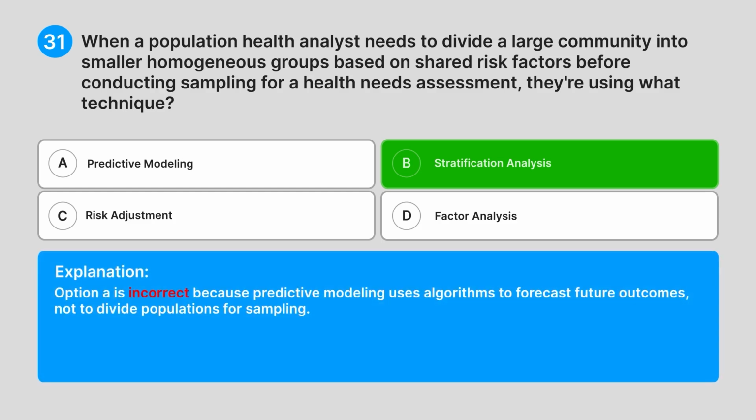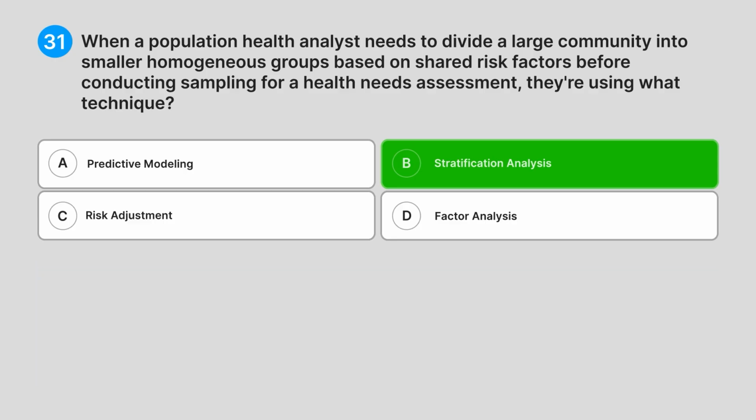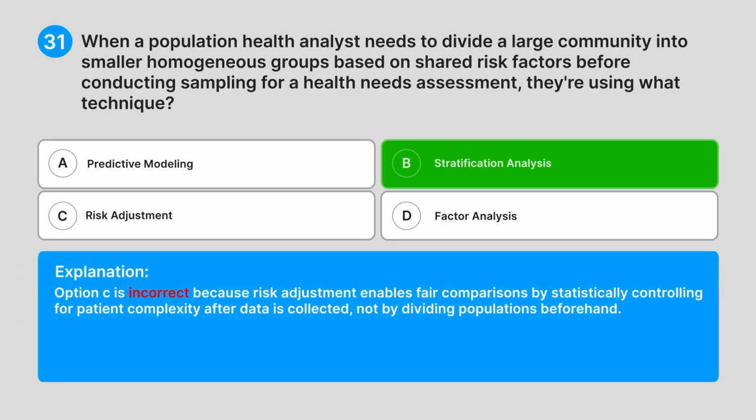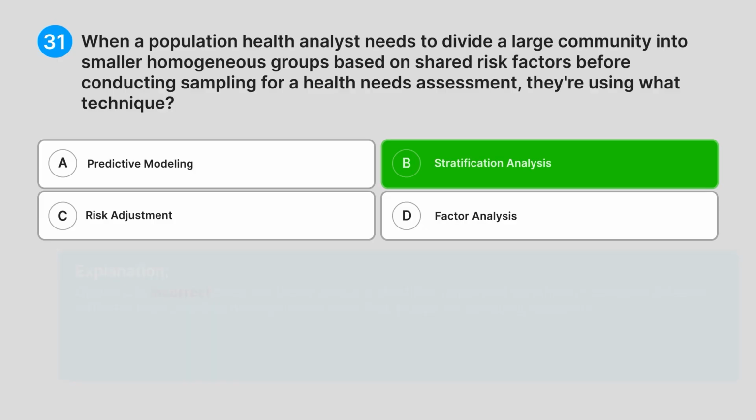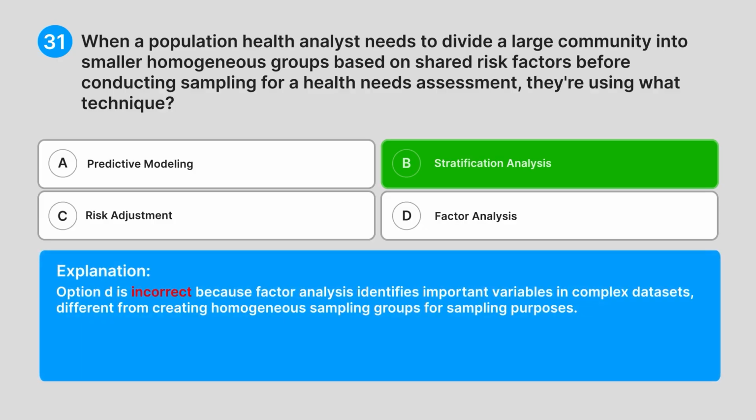Option A is incorrect because predictive modelling uses algorithms to forecast future outcomes, not to divide populations for sampling. Option C is incorrect because risk adjustment enables fair comparisons by statistically controlling for patient complexity after data is collected, not by dividing populations beforehand. Option D is incorrect because factor analysis identifies important variables in complex datasets, different from creating homogeneous sampling groups for sampling purposes.